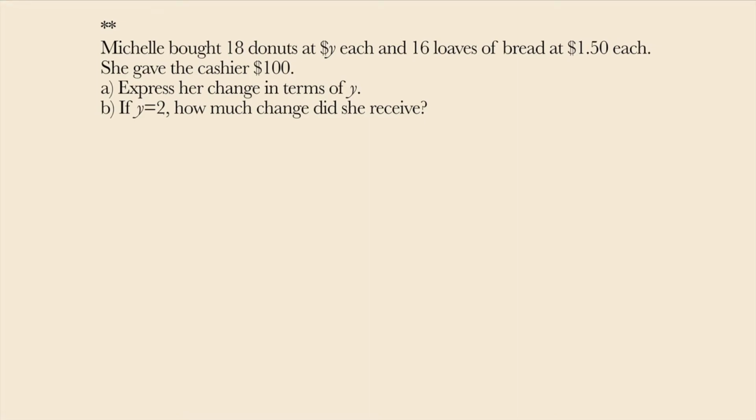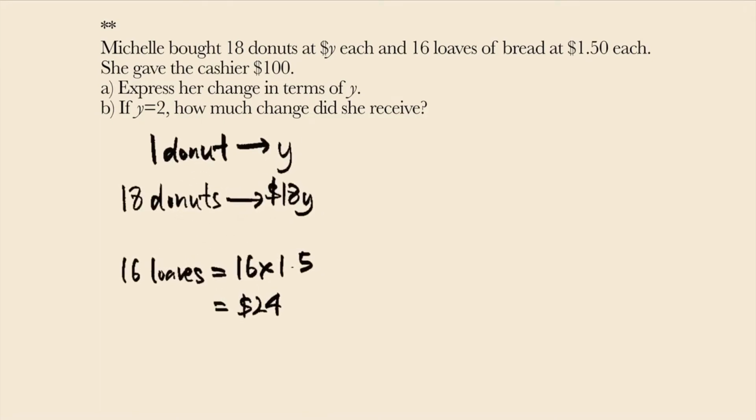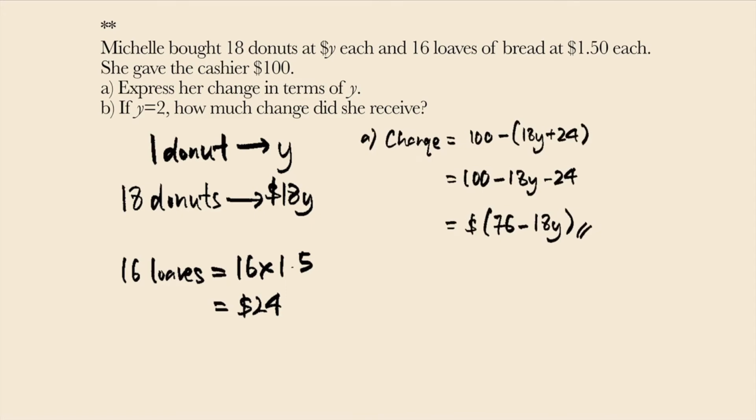Michelle bought 18 donuts, Y dollars each. You know we're going to multiply. 16 loaves of bread at $1.50 each. Again, we're going to multiply. She gave the cashier $100. What's her change? Well, we need to know the bill first. So 1 donut is Y, 18 donuts is 18Y, 16 loaves, $1.50 each, 24 actual dollars. So the bill is the sum of these two, but the change will be 100 minus that.